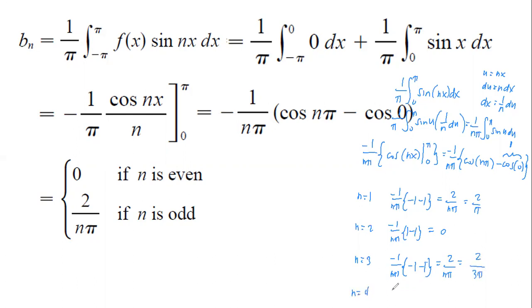So if n is equal to 4, so 4 pi, cosine 4 pi is what? 1. Then minus 1, this will give us 0. So as you can see, we have the pattern. If n is an odd number, 1, 3, 5, and so on, we have a fixed value of 2 over n pi. Okay. Now, if n is even, 2, 4, 6, 8, we have a fixed value of b sub n as 0.